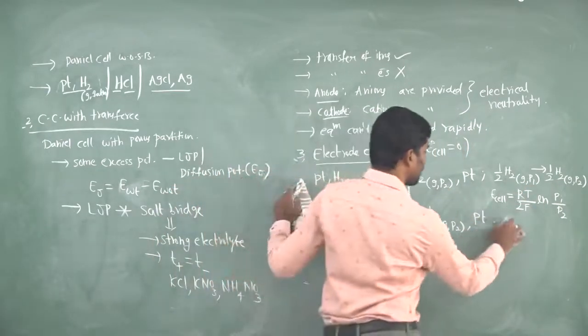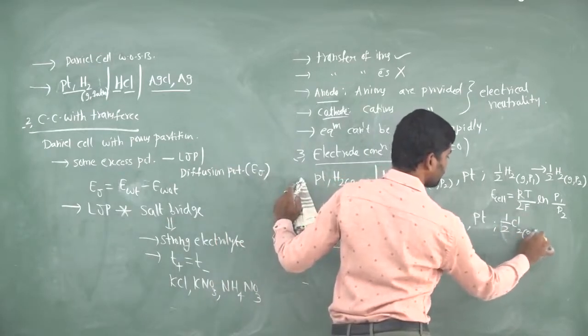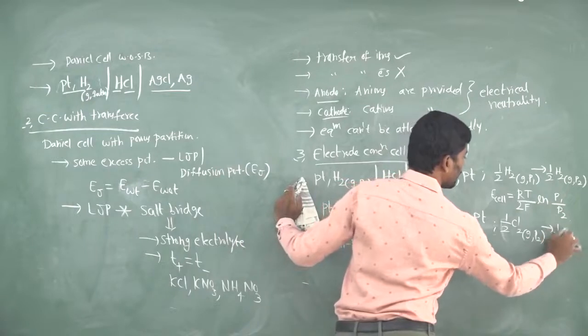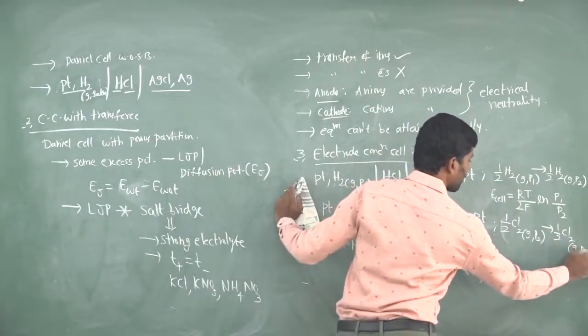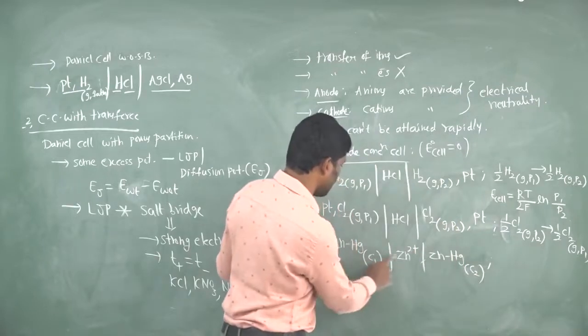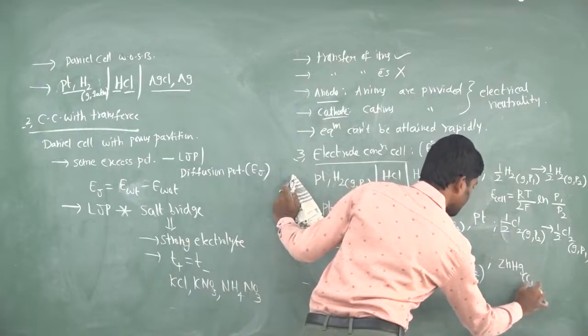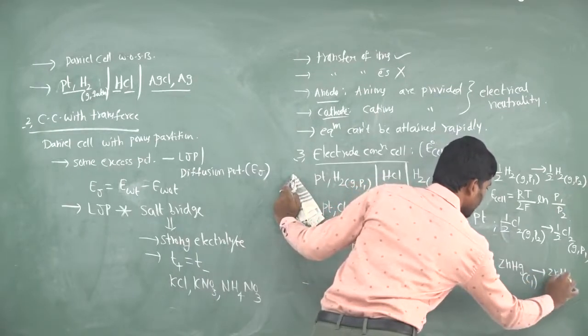For Cl2 we get the reverse, gas P2 to gas P1. For an electrode reversible to anion, it is reversed. Here, is the electrode reversible to cation or anion? Cation. So zinc amalgam C1 to zinc amalgam C2 we will get.